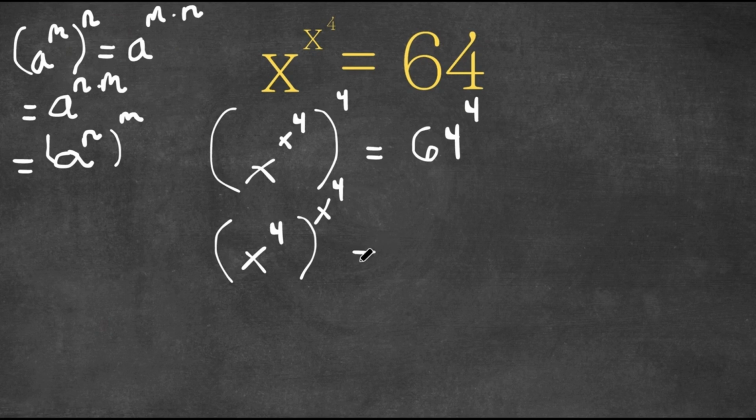And this is equal to, now I'm going to rewrite 64 as 8 squared. So now we have 8 squared to the power of 4. Now remember, if we have something in the form a to the power of m to the power of n, this is equal to a to the power of m times n. Meaning a to the power of 2 to the power of 4, this is equal to 8 to the power of 2 times 4, which is 8 to the power of 8.